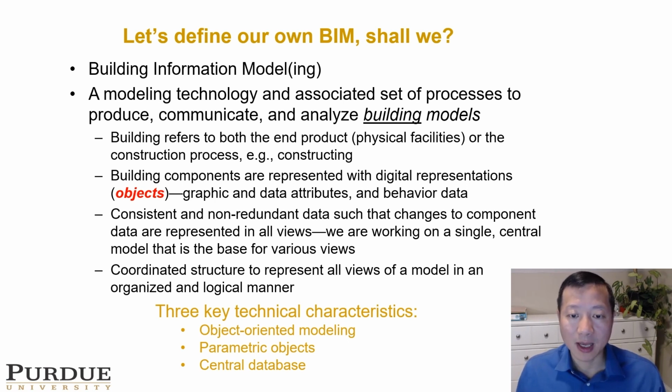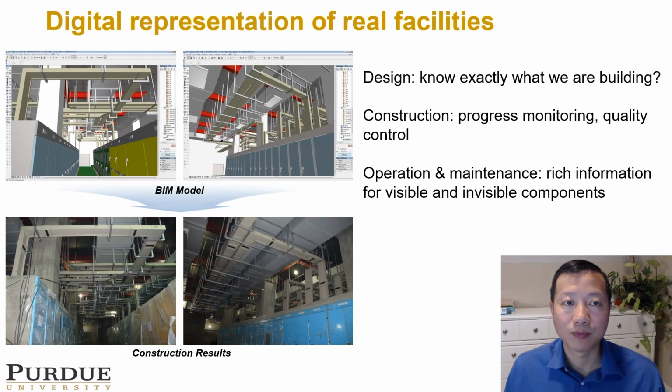Any BIM, as a system, as a technology, as a process, as an end result, should contain three key technical characteristics. First, object-oriented modeling. Second, parametric objects. And third, central database. We will come back to revisit these three key concepts throughout the class as we progress.